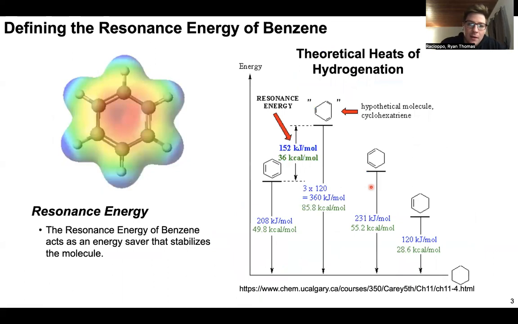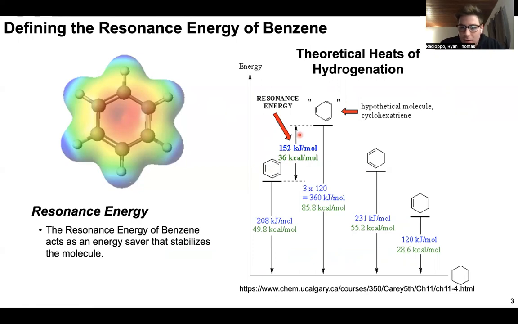How we define the resonance energy inside of benzene is as an energy saver, or a stabilizing energy of the molecule. Usually how we think of this is we have a theoretical heat of hydrogenation, where we take cyclohexatriene, which is the theoretical or hypothetical molecule, and compare it with the heat of hydrogenation of benzene using a pretty strong catalyst. The difference between these heats of hydrogenation is what we're calling the resonance energy.